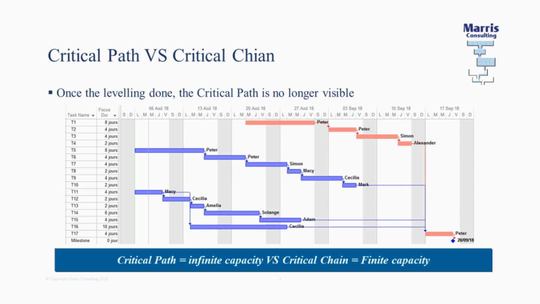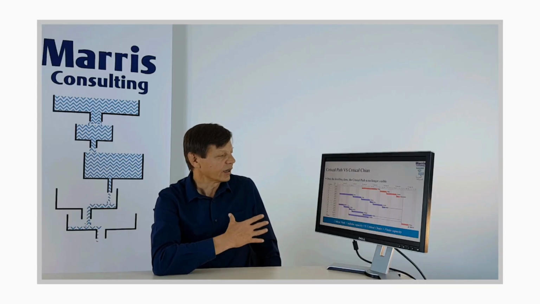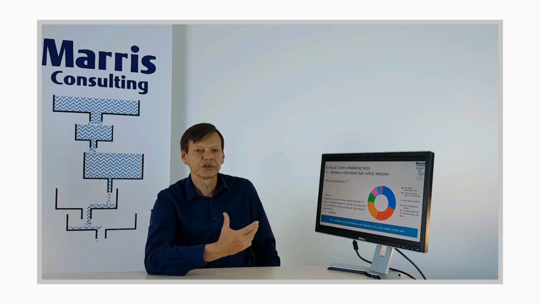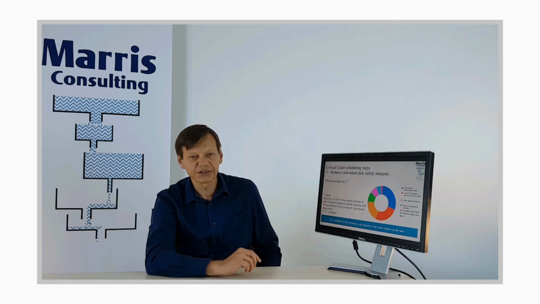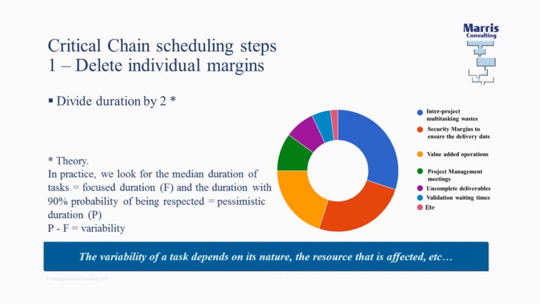Okay, we'll come back to this, but it's true that the critical chain is very close to critical path, but it takes into account the availability of resources. Not only, but it does do that. Okay, so let's start with the first step. The first step is removing the local safeties that are integrated in each task.